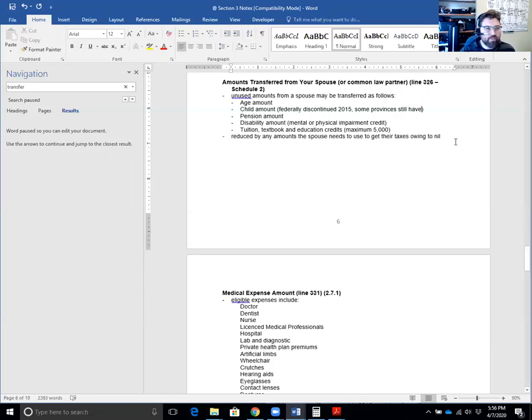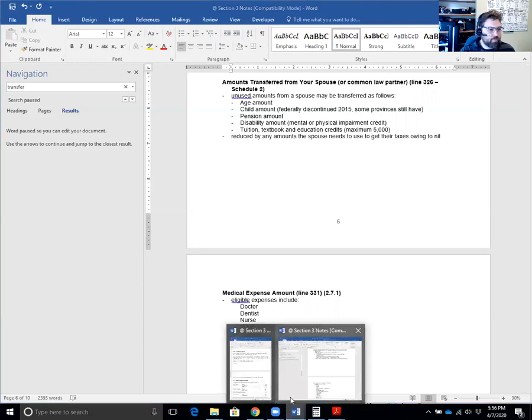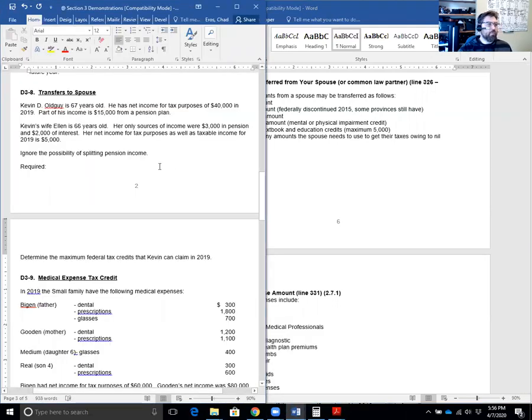Okay, so let's take a look at an example. We've got Kevin D. Old Guy, who is 67 years old. He has net income for tax purposes of $40,000 in 2019. Part of his income is $15,000 from a pension plan.